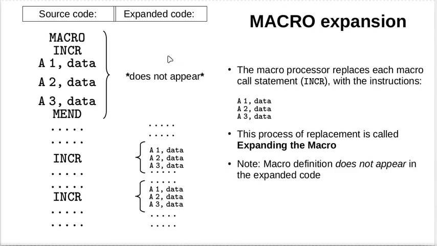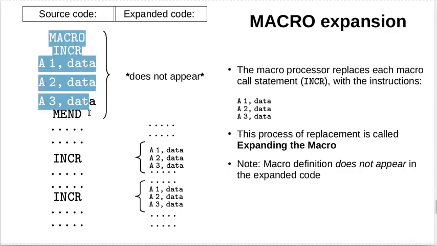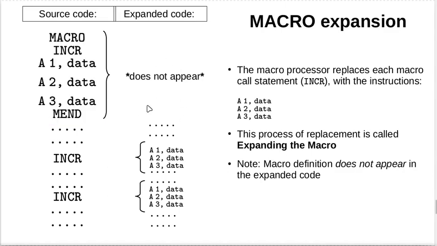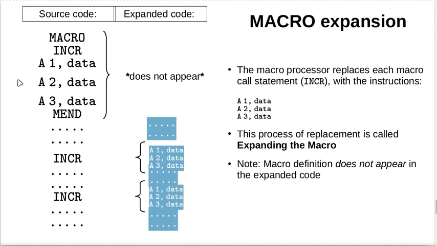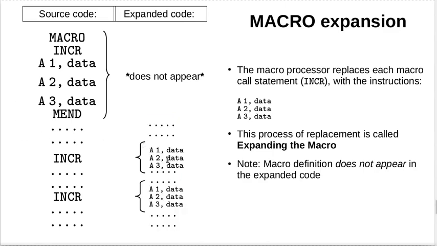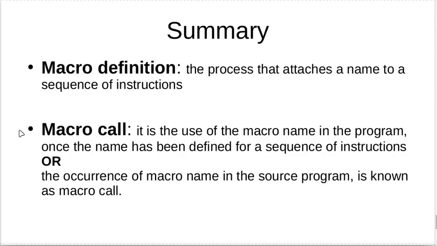And another characteristic is that the expanded code does not contain the macro definition. So in many ways, the expanded code is similar to our actual problem statement, where the program has not been decreased in length, right? The program is not short, it is very long in length, because all the sequence of instructions are written down one after the other. Fine. So this is called the macro expansion. Now going through some definitions, the macro definition is a process which attaches a name to a sequence of instructions.